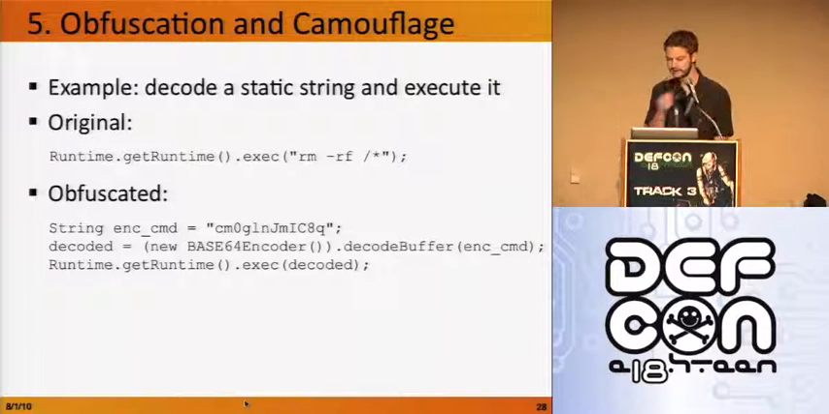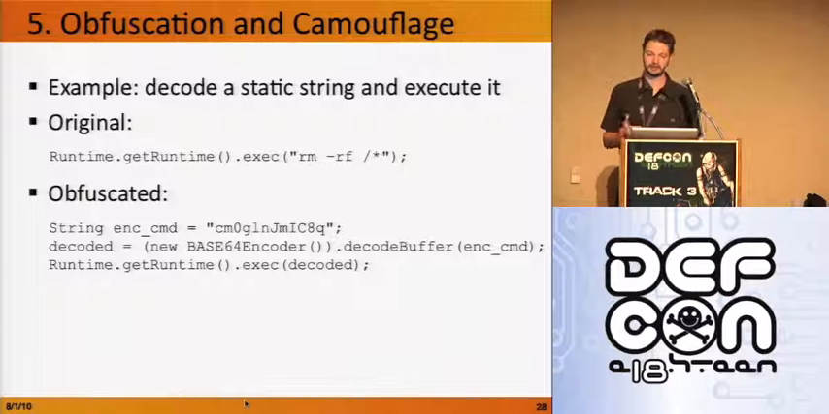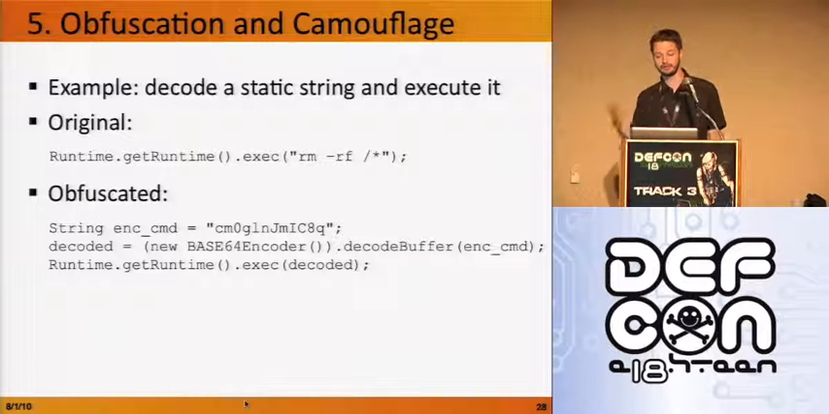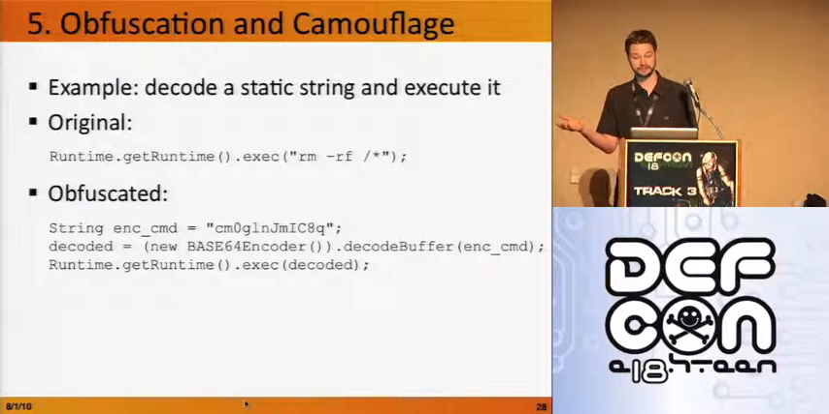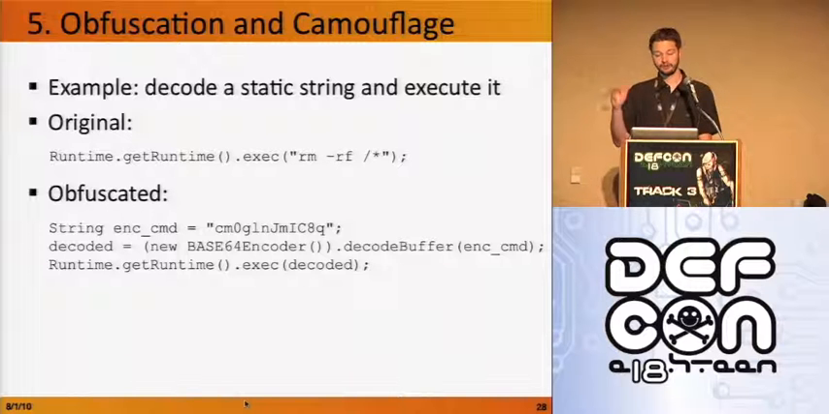Oh yeah, another one over here is, assume you want to hide the following piece of code. So you want to remove everything in the root directory, to rip out everything on a particular machine. But this statement is obvious to spot for a manual auditor. The way you can achieve that is you're going to encode it with base 64, for instance, you're going to decode it on the fly, and you're going to execute it.